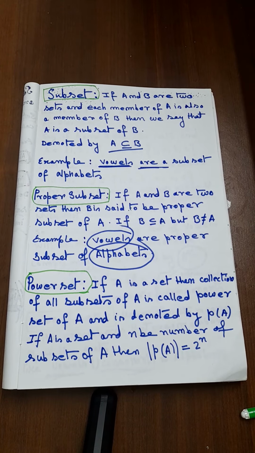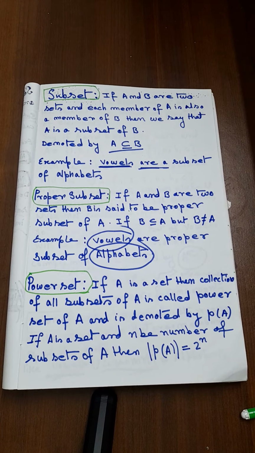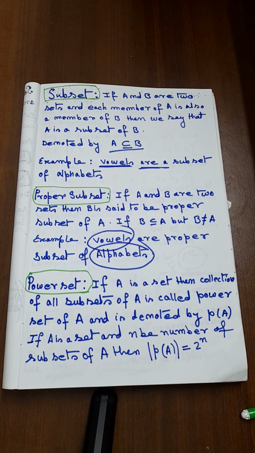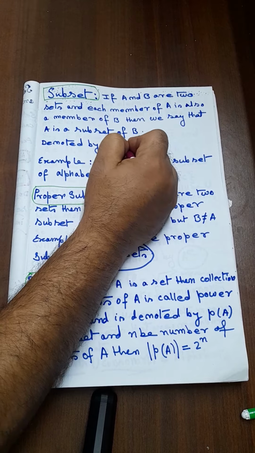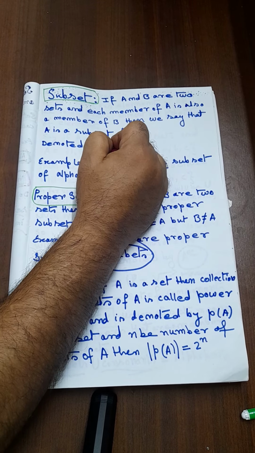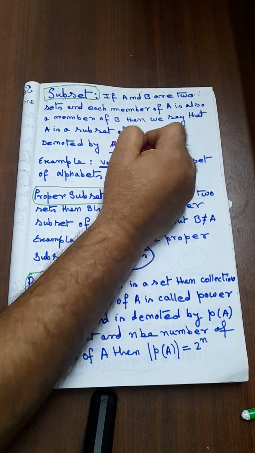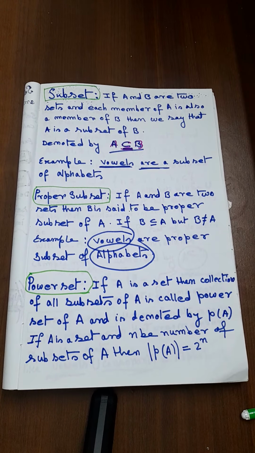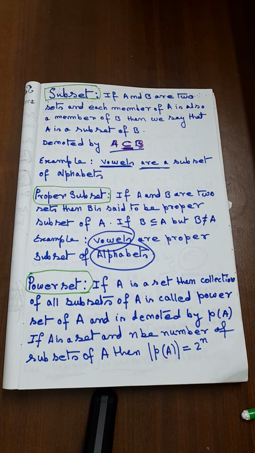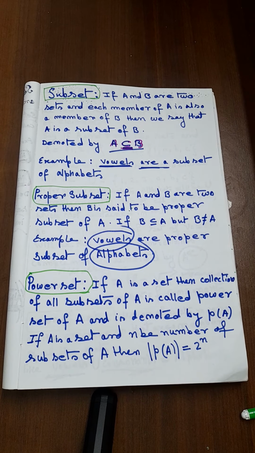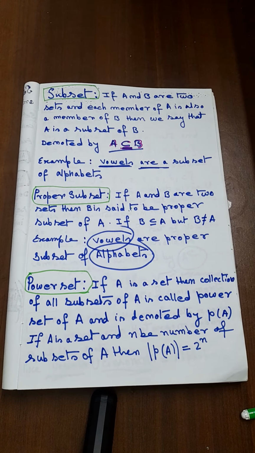What is a subset? If A and B are two sets and each element of A is also a member of B, then we say that A is a subset of B. It is denoted like this: A subset of B. For example, we can say vowels are a subset of alphabets, because all the characters that belong to vowels also belong to the alphabet.